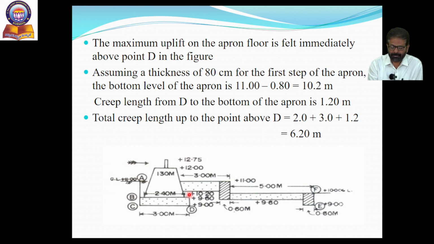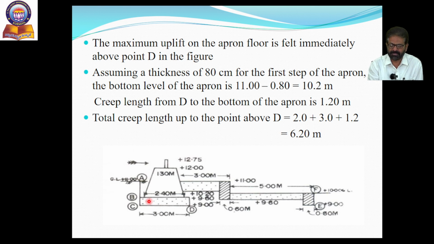Therefore, up to here we need to calculate the total creep length. See here, the creep length from D to bottom of the apron. Up to D we know it is a known distance, 2 meters plus 3 meters, 5 meters, as per the design. So from D to this point, bottom of the floor, this distance is 1.2 meters, as it is 10.2 and it is 9, this difference is 1.2. Is it clear? So therefore, the total creep length up to the point above D is given as 2 plus 3 plus 1.2, which is equal to 6.2 meters. I hope it is clear.